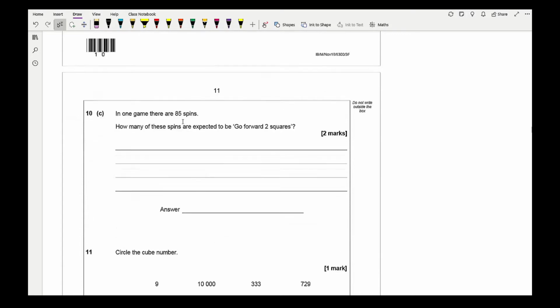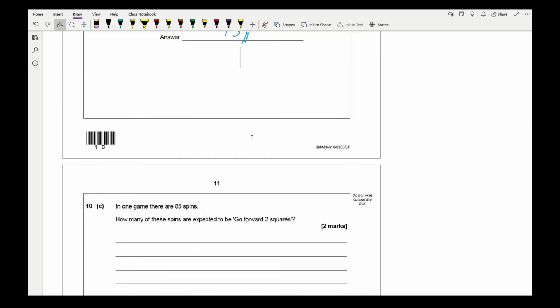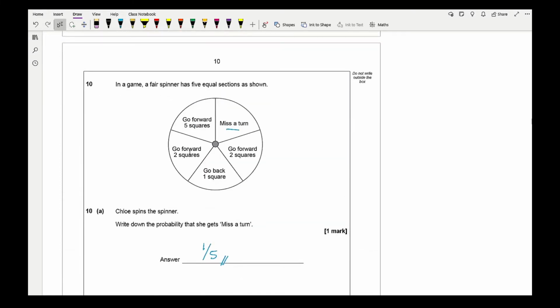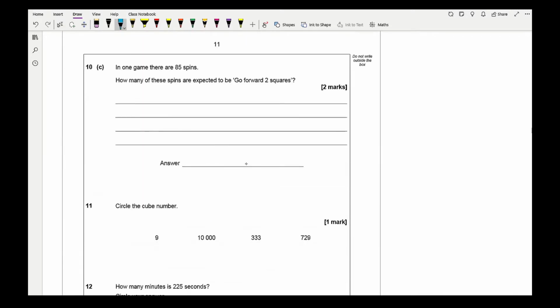And then moving on to part C, it says in one game there are 85 spins. How many of these spins are you expected to go forward 2 squares? Well, going forward 2 squares, there are 2 possible outcomes for that. So it's going to be the probability, which is 2/5, times the number of spins, which is 85. If I type that into my calculator, 2/5 times 85, I get an answer of 34. And there we go.